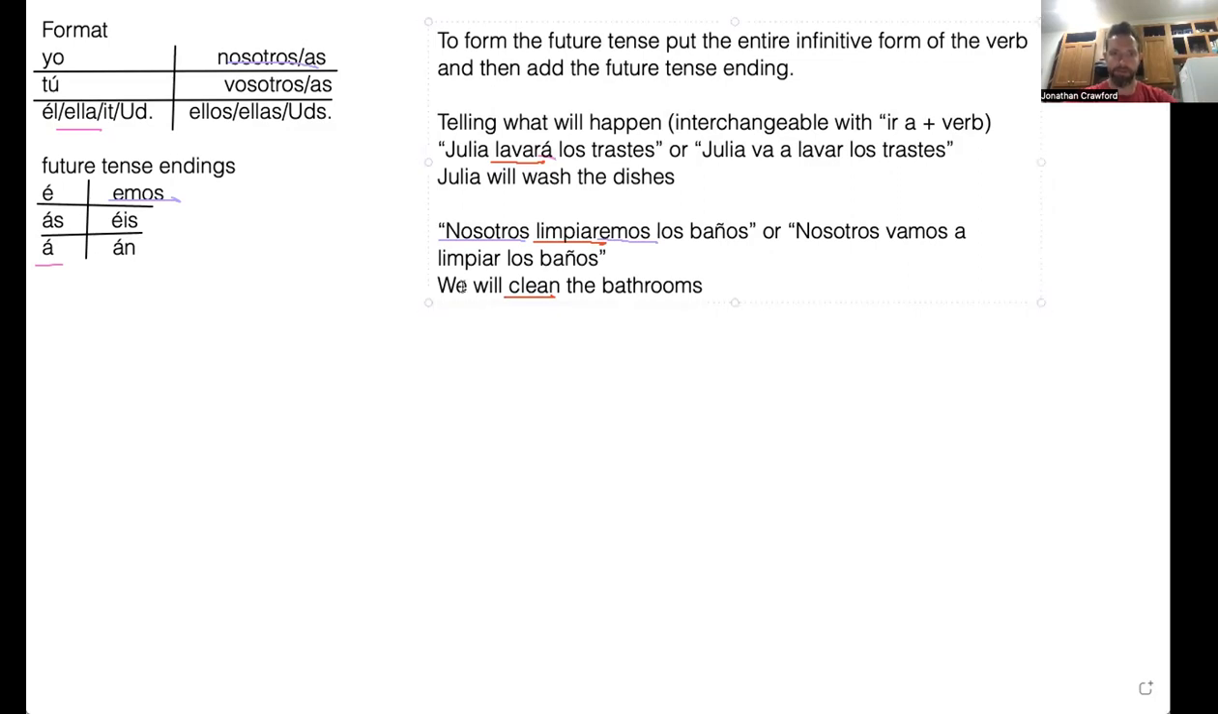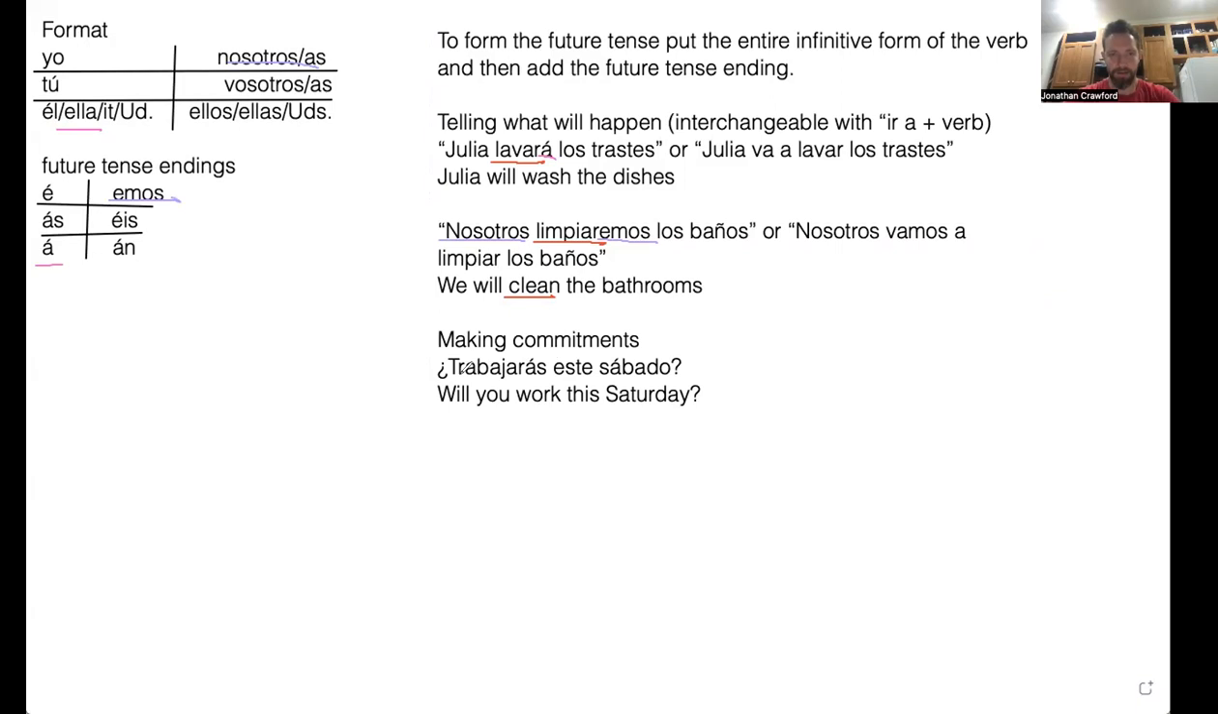Because remember, you use the future tense to tell what will happen. So you can make commitments with it. Making commitments: Trabajarás este sábado. Will you work this Saturday? I guess that's a question. Will you work this Saturday? ¿Trabajarás este sábado?